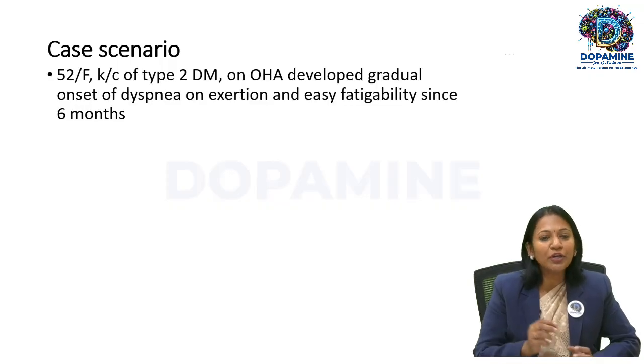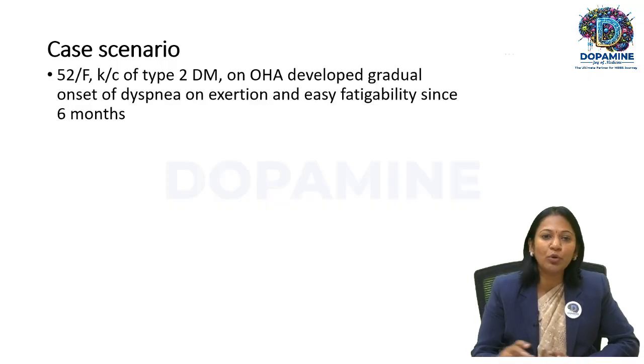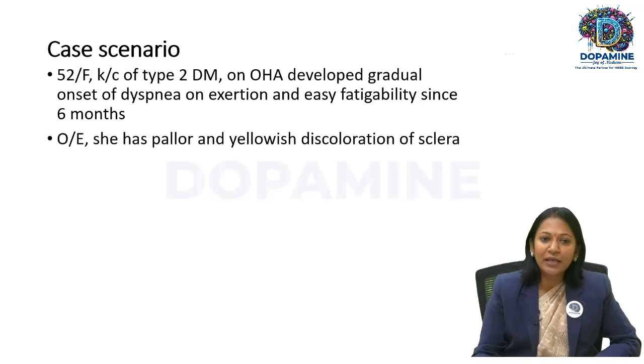We have a 52-year-old female, a known case of type 2 diabetes mellitus on oral hypoglycemic drugs, especially metformin. She developed gradual onset dyspnea on exertion and easy fatigability over 6 months. On examination, she is very pale with yellow discoloration of the sclera. Pallor suggests anemia, and yellow discoloration of the sclera suggests jaundice.